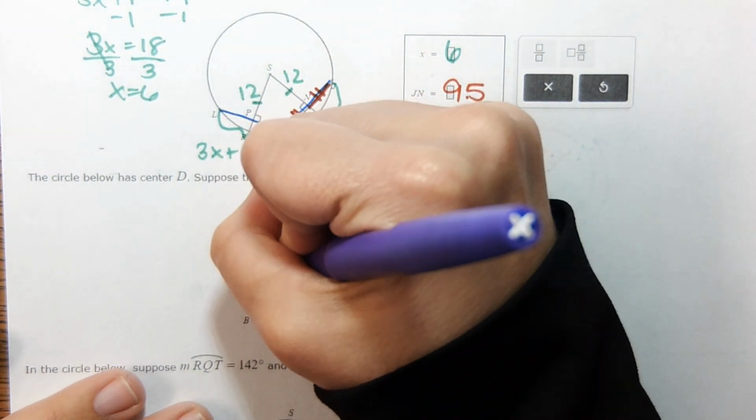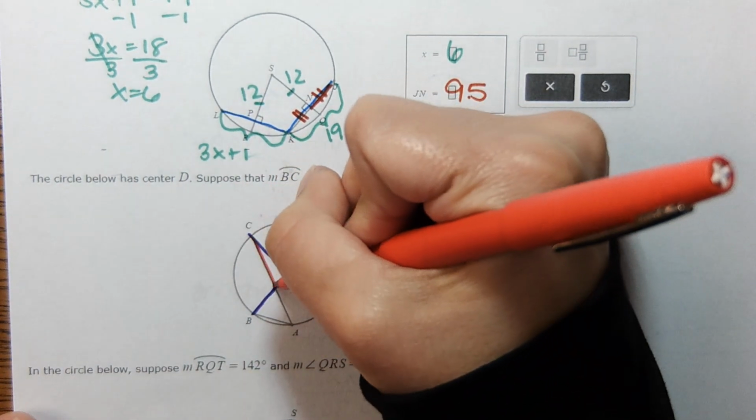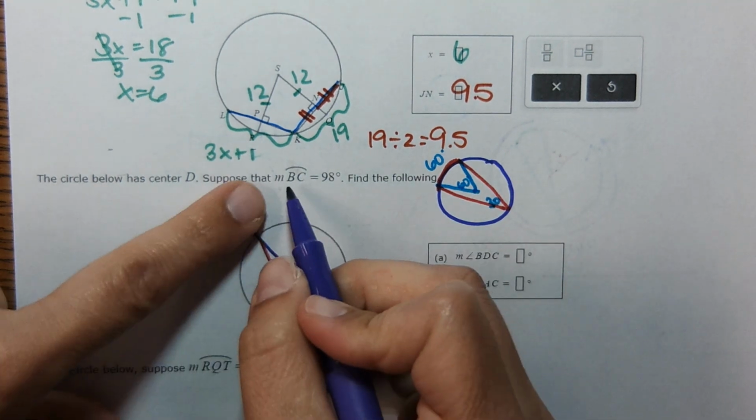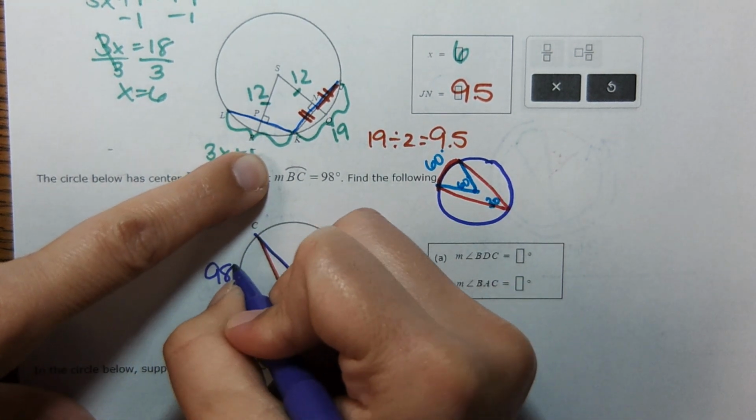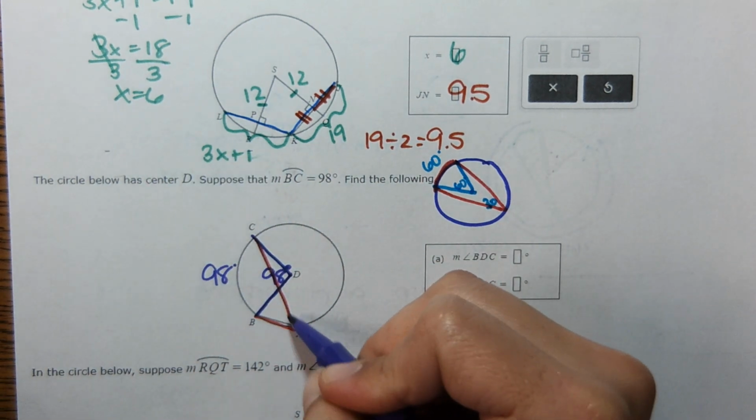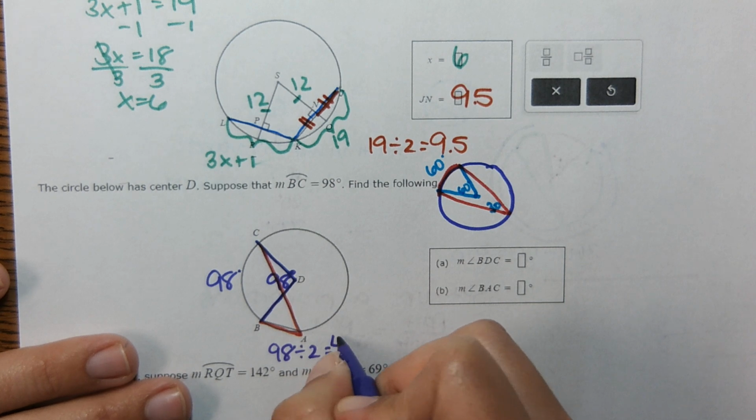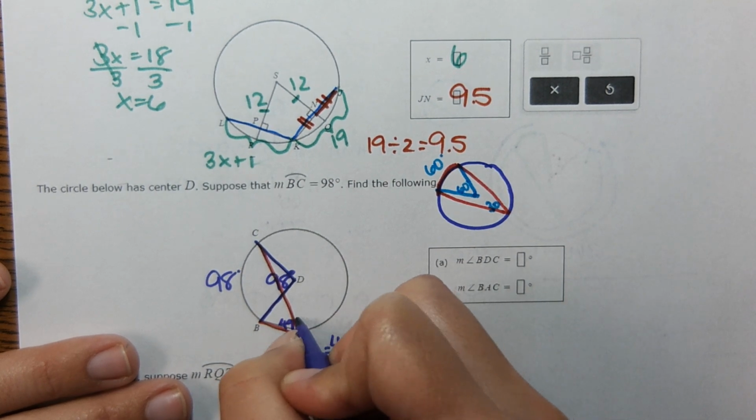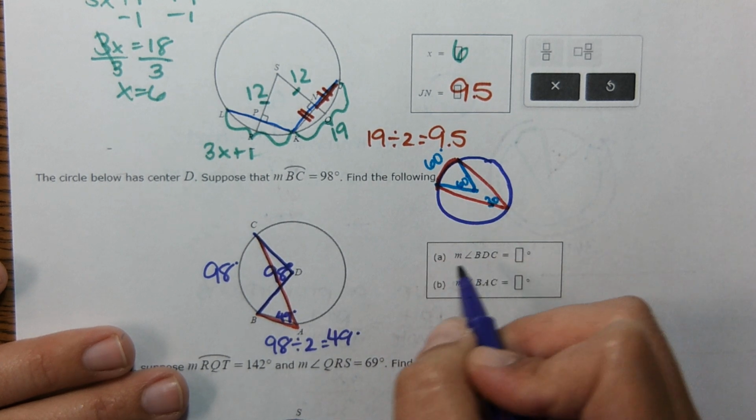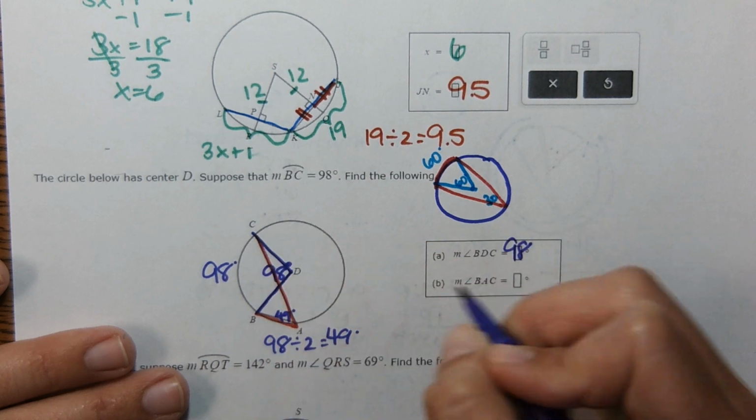This would be the central angle, like it is here. And then this here is the inscribed angle that goes all the way across. So this angle is half of that. So here it says measure of arc BC is 98 degrees. So that means the central angle is 98 degrees as well. And then this inscribed angle is half of 98. 98 divided by 2 is 49 degrees. So this here is 49 degrees. And then here, angle BDC is the central angle, that is 98, and BAC is 49 degrees.